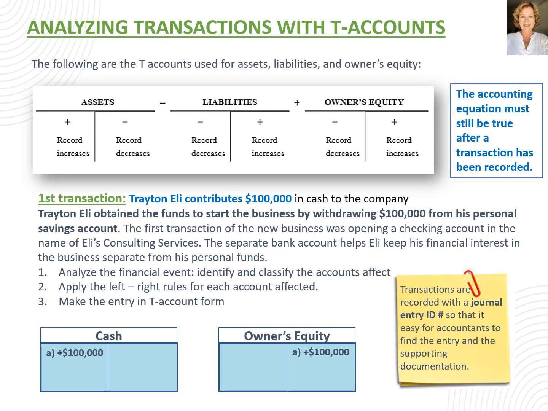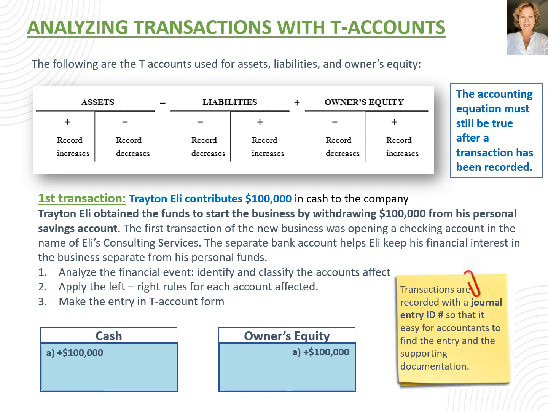Here's a visual of assets, liabilities, and owner's equity accounts and how they increase and decrease. Assets increase with debits on the left side and decrease with credits on the right side. Liabilities and owner's equity accounts increase with credits on the right side and decrease with debits on the left side. So let's walk through the 12 business transactions for Eli's Consulting and analyze them by using T accounts.